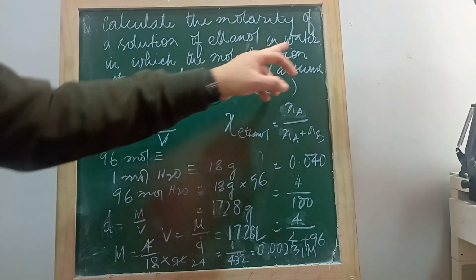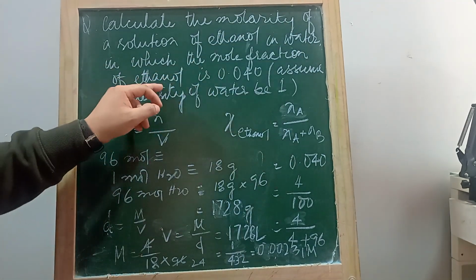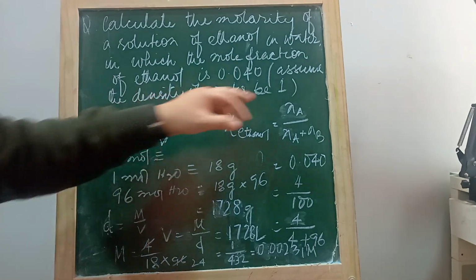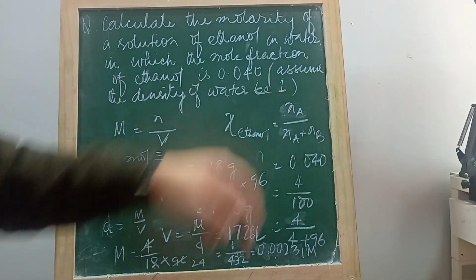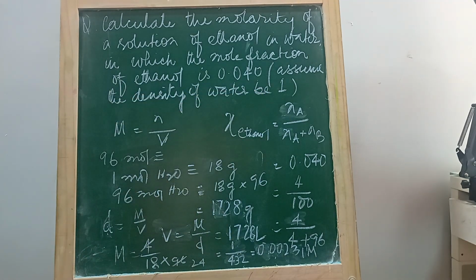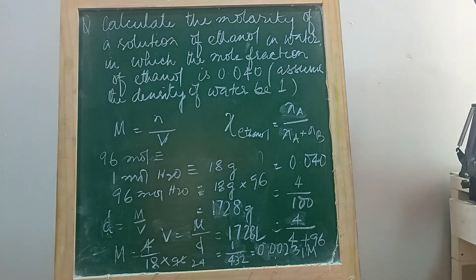So a solution is made by mixing ethanol in water, in which the mole fraction of ethanol is given as 0.040. And the question also says that you need to assume the density of water to be 1. So let's see what it means, the density of water to be 1. What we are given is only the mole fraction, and we are going to find the molarity.